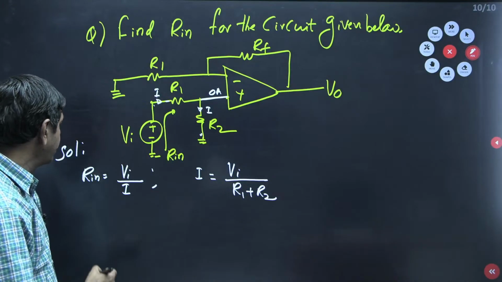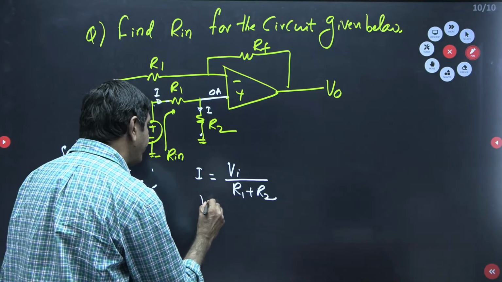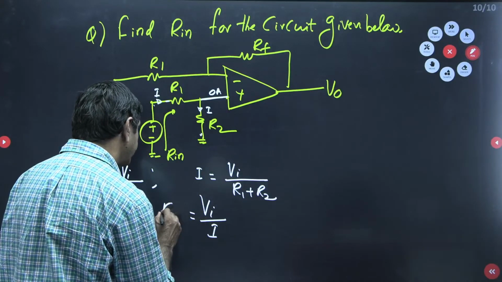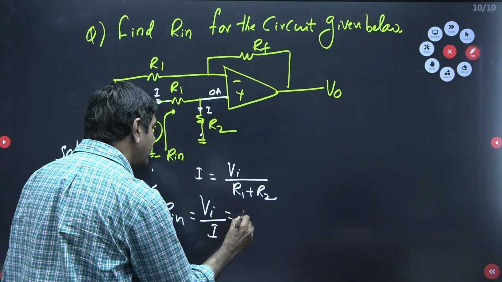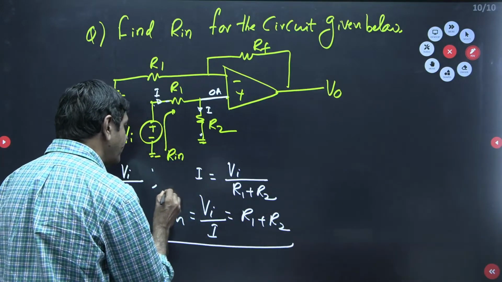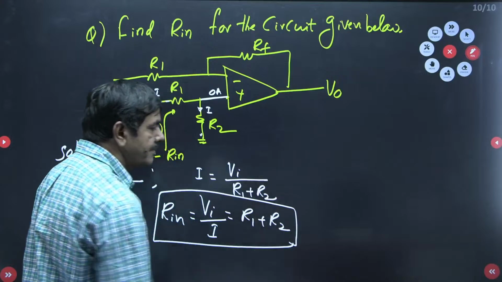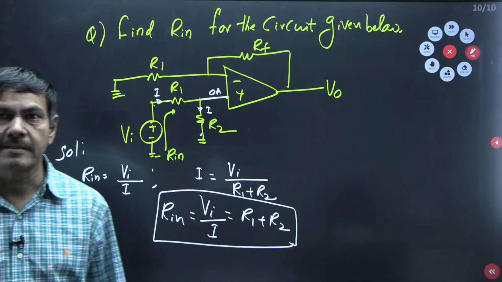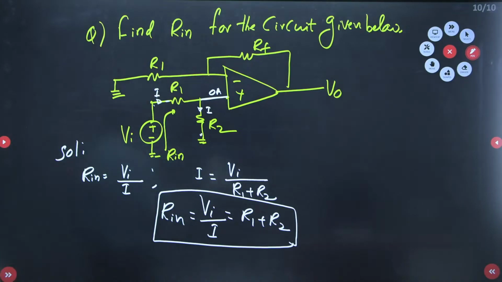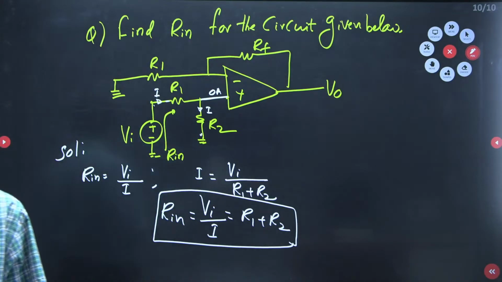But I want the ratio Vi by I. Vi by I is nothing but Rin. That equals how much? R1 plus R2 I can write. Yes, that much input resistance is possible. That way we can get the answer. I think you followed better. Yes, very good Manoj Kumar. R1 plus R2. Very perfectly you gave the answer.